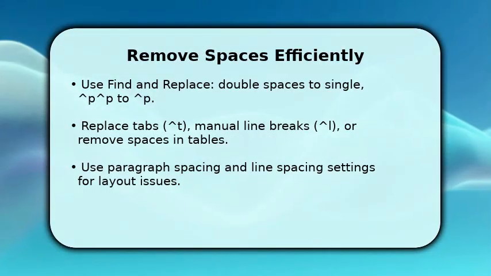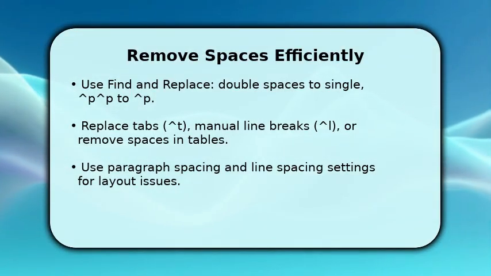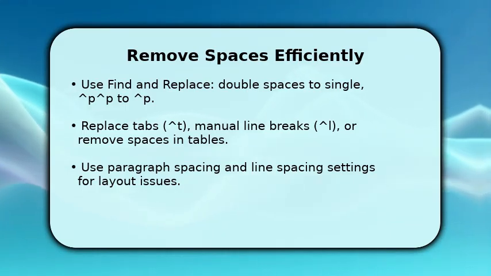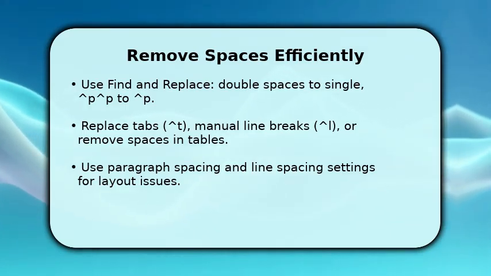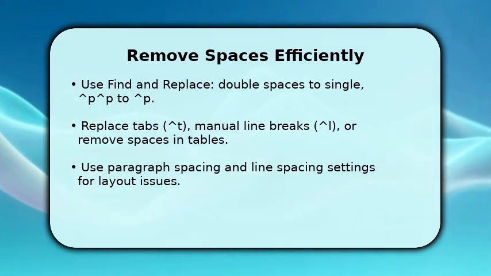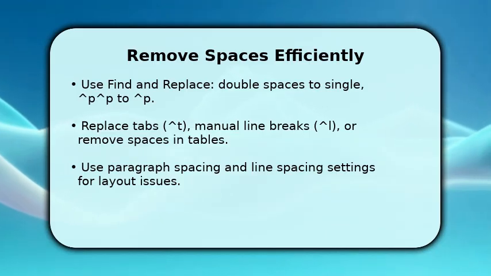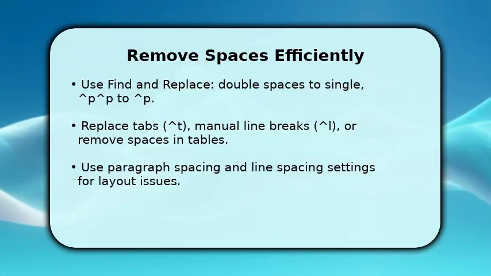Open Find and Replace to collapse double spaces by searching two spaces and replacing with one. Repeat until none remain. Then replace double paragraph marks, ^p^p, with a single ^p to remove blank paragraphs. If tabs or manual breaks cause gaps, search ^t or ^l and replace or delete as needed.